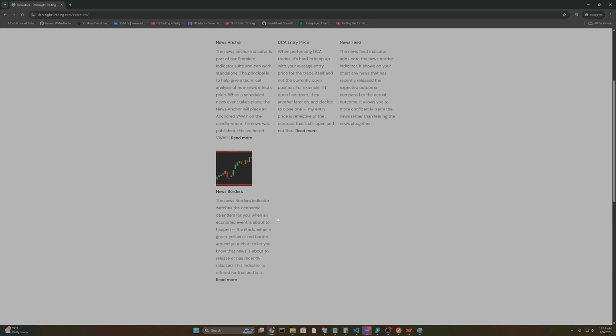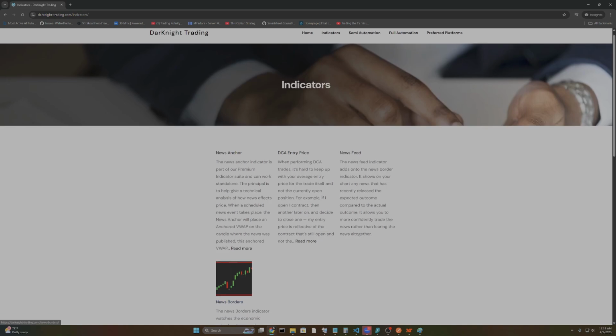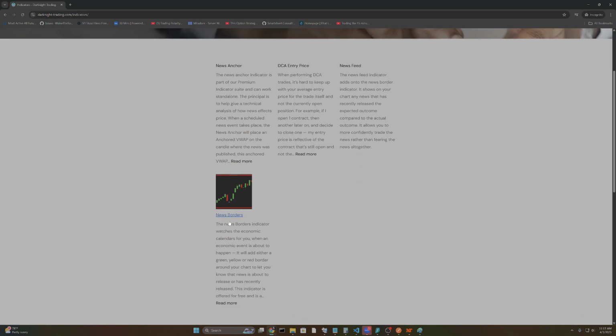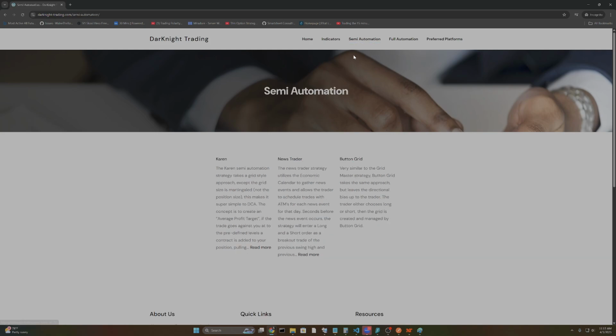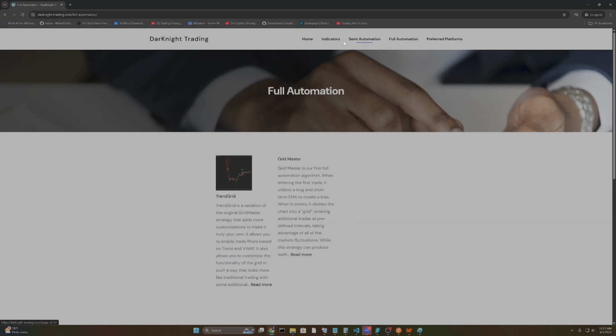And then news borders, I haven't heard of any bugs yet from the beta test, so hopefully this comes out next week as well. And then I would also like to get one of the semi-automation bots, probably Button Grid, ready to go very soon. That way we at least have one thing on each level of packages here.